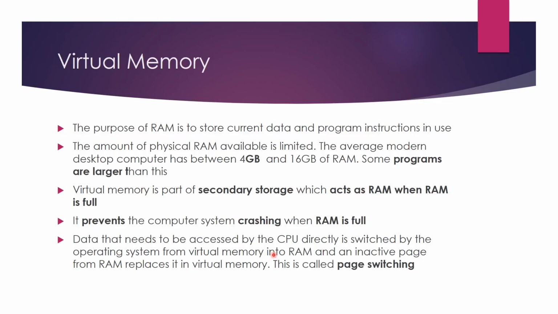Data that needs to be accessed by the CPU directly is switched by the operating system from virtual memory into RAM, and an inactive page from RAM replaces it in virtual memory. This is called page switching. It means that if there is some data which is currently in RAM, but that data is inactive or we are not using it right now, it is going to be switched to the virtual memory. This concept is called page switching.